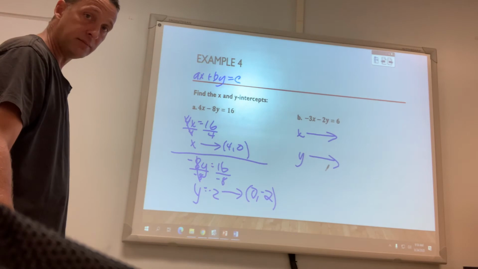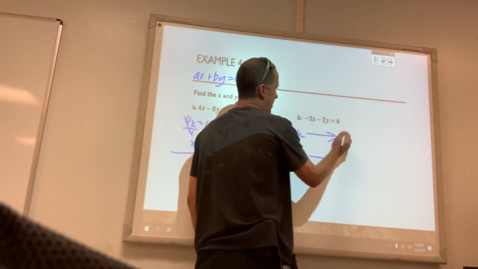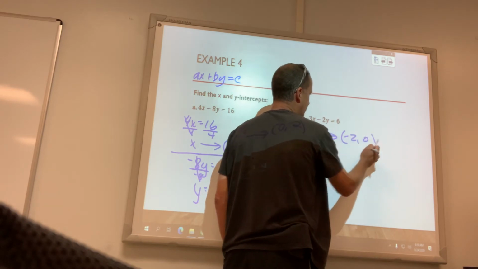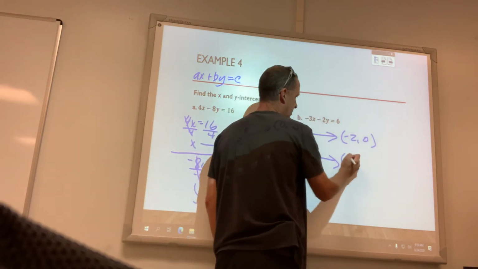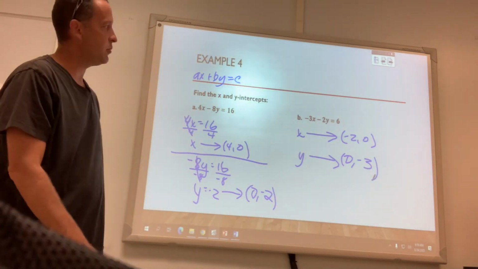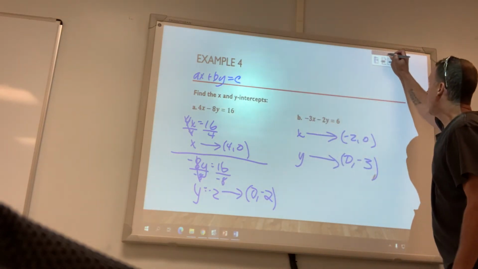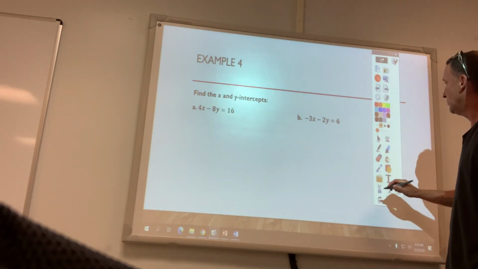Are you really trying it? I know it's a simple process. So my x-intercept, you should have gotten negative 2, 0. And the y-intercept would have been 0, negative 3. Real quick, easy way to spot out the graph. All right, on to our last example.